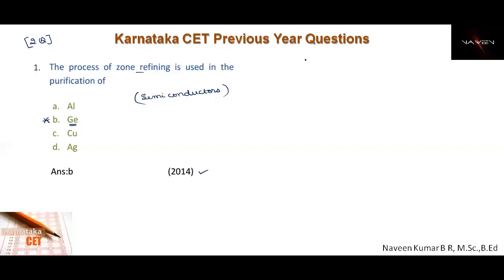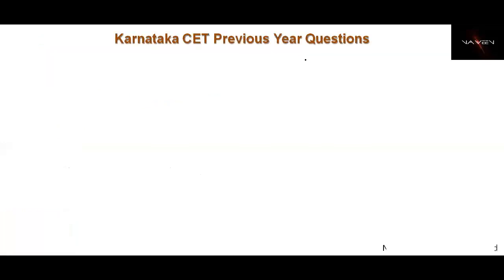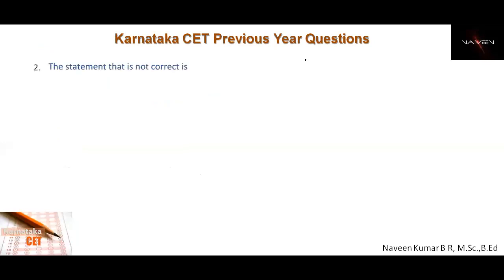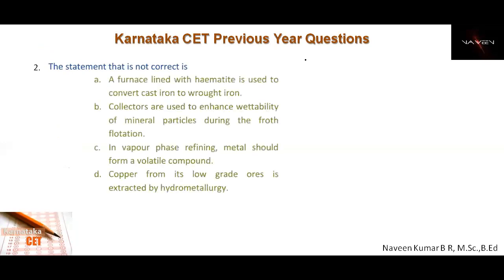We'll observe another question from the same year 2014. The question is, the statement that is not correct is. So the incorrect statement we need to identify from the given options. A furnace lined with hematite is used to convert cast iron into wrought iron. So that information is correct. So it is a correct statement.